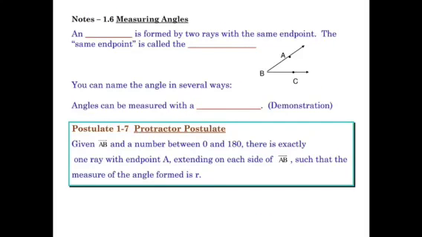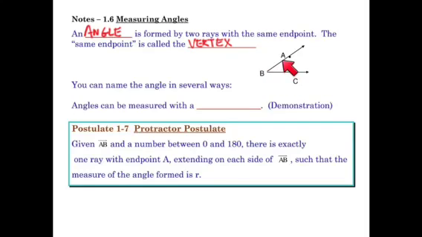All right, so we do a similar kind of progression, but now with angles as opposed to line segments. An angle is formed by two rays that have the same endpoint, and that same endpoint is called the vertex. If you recall, a ray has a starting point and goes in one direction. So I have ray BA and I have ray BC. Those go in that direction.